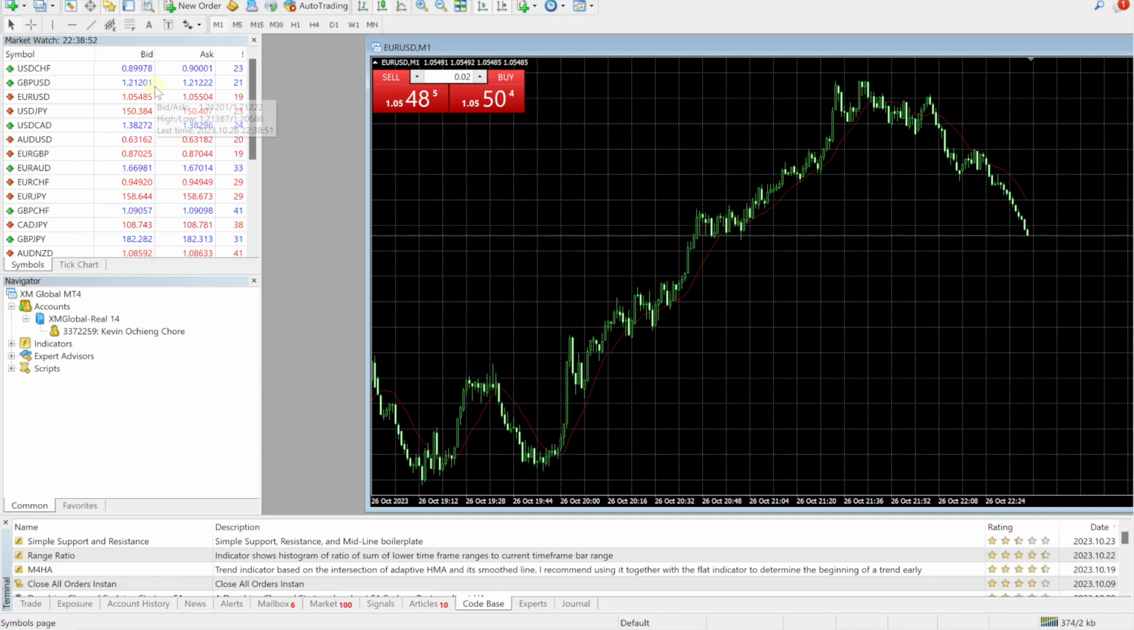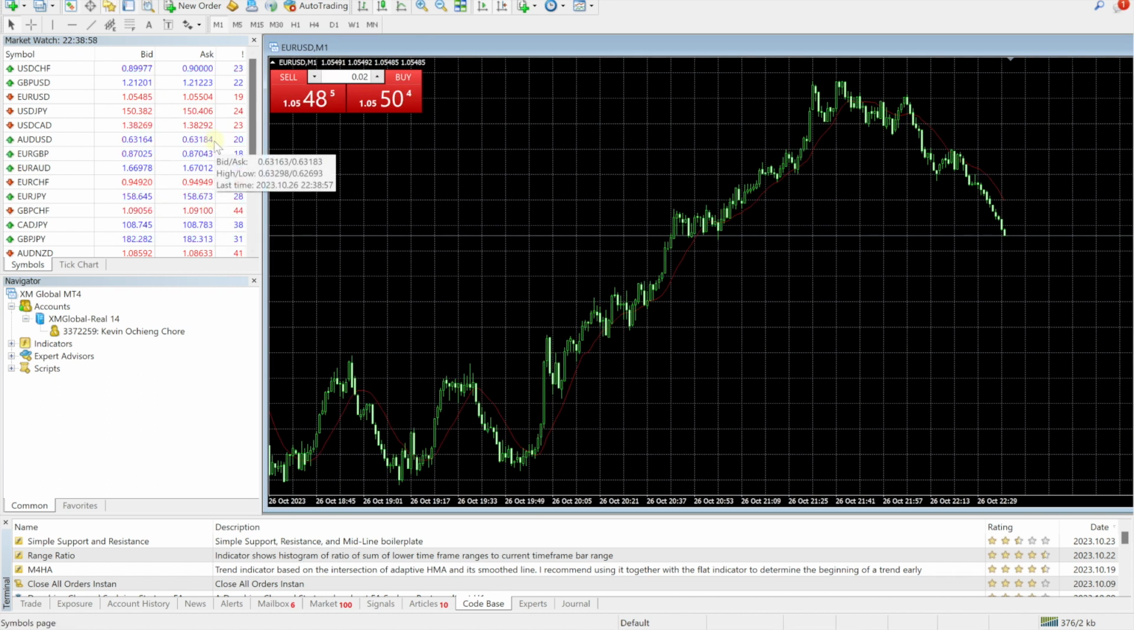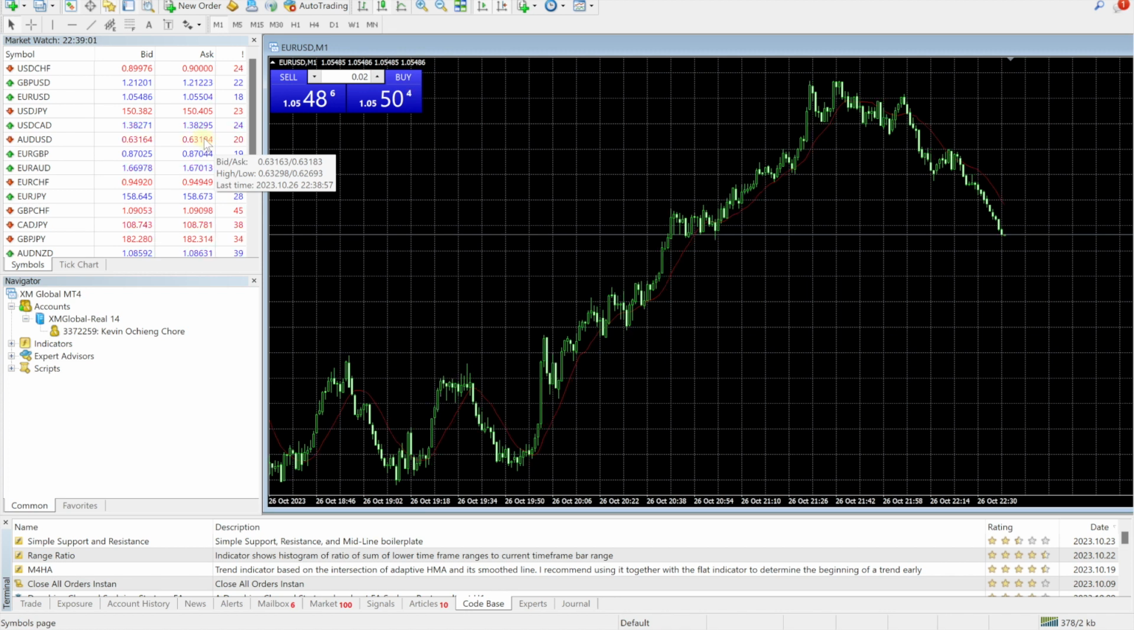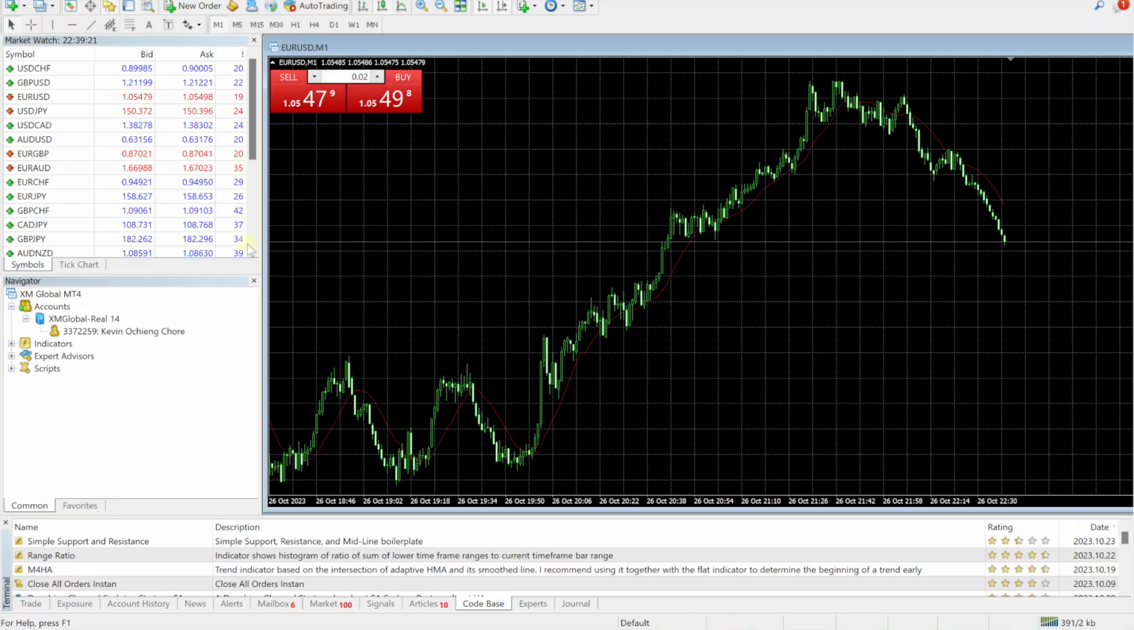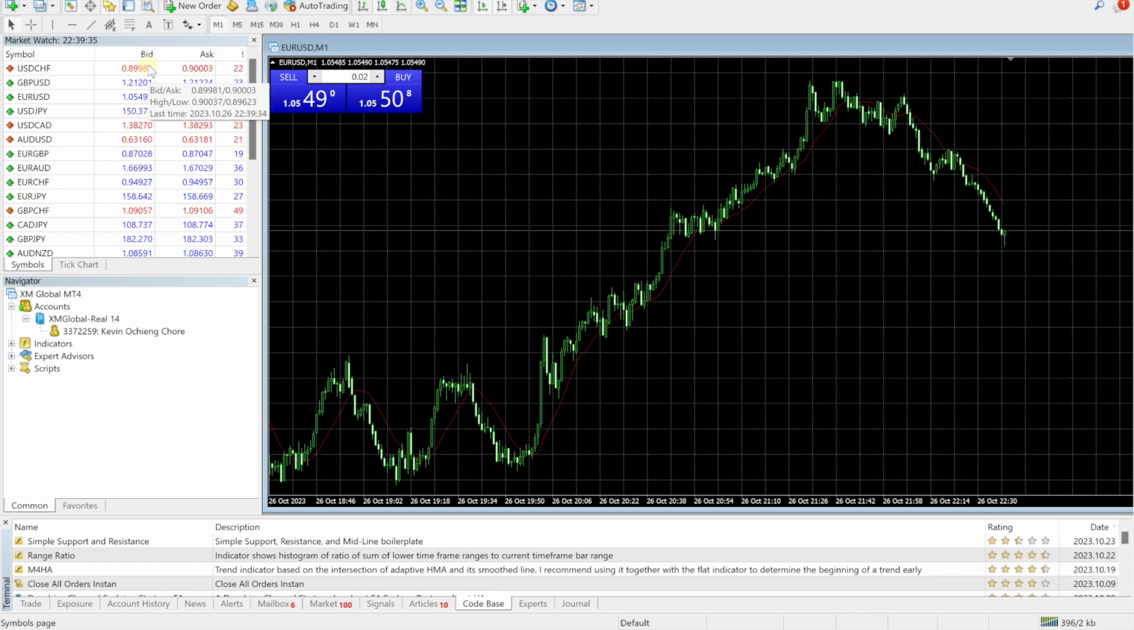As you can see here, these are the bid and the ask prices of the currency. The last digit is a pipet, and the two here are pips, and then the two here are cents, and this is a dollar. This is the kind of representation of the cent. So this is a pipet, these are pips, this is cents, and this one is a dollar. The one that is changing each and every time here is the pipet. If you look at this, the one that changes the most is the pipet.